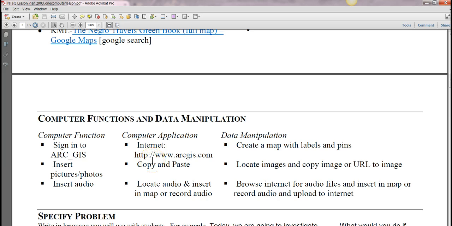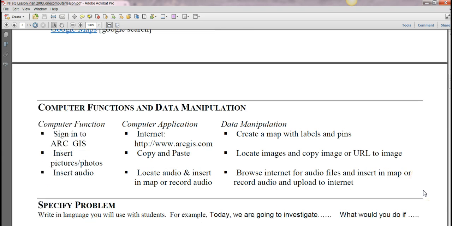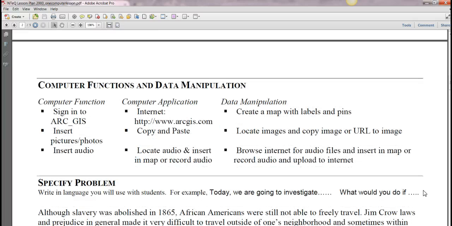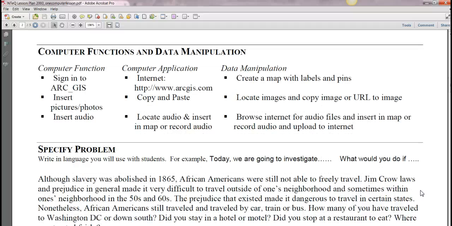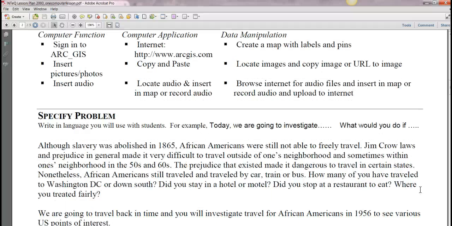For the computer, they'll be logging into arcgis.com. They'll be doing some copying and pasting, as well as browsing the internet to locate audio and insert it in the map. For data manipulation, once they find the maps and so forth, they'll create a map with labels and pins in the ArcGIS online system. They'll locate images and copy the images or a URL to an image and put it in the map. And then, of course, they'll be browsing the internet for audio files.